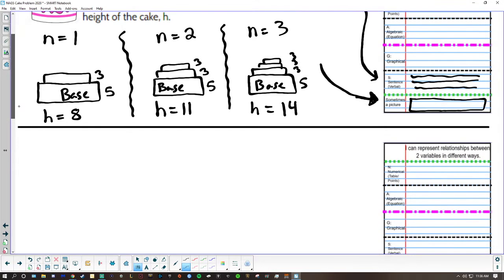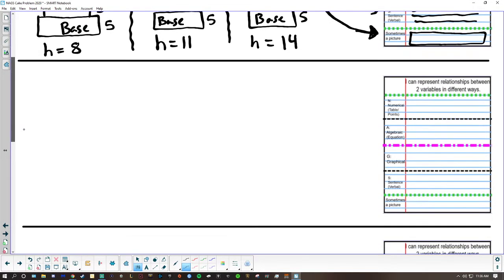All right, so up next, we've already done our S. Let's check that off. We've done our S. Let's check off our picture. So next we have N. N stands for numerical. So we're going to create a table and a set of points to represent our cake problem. So I'm going to draw a table.